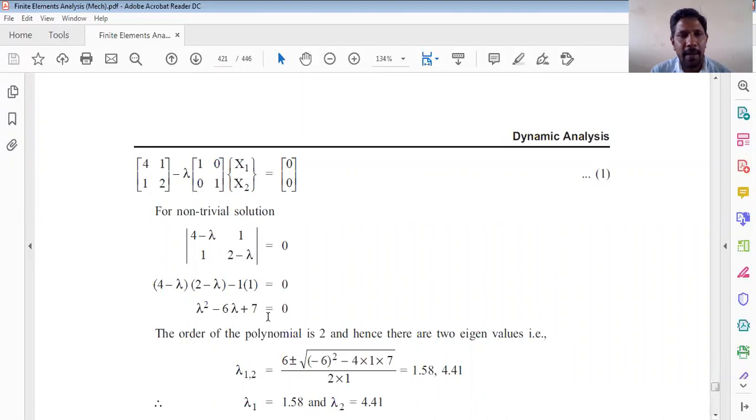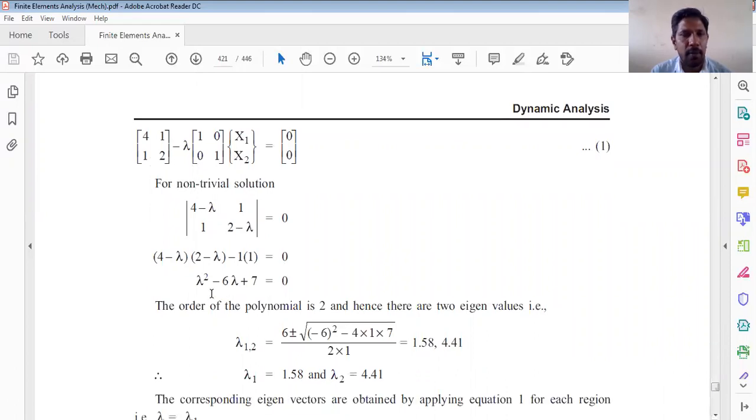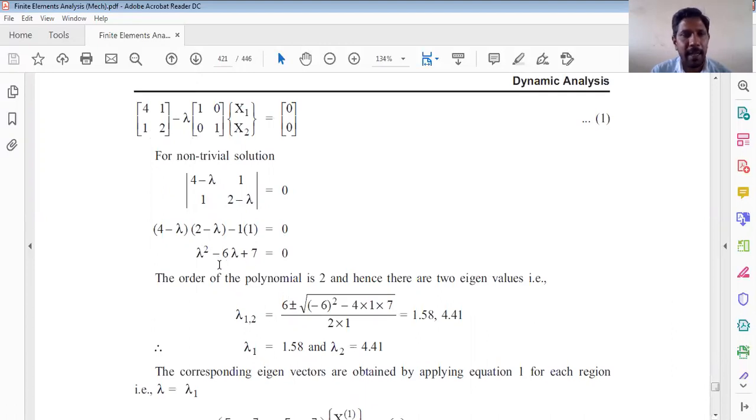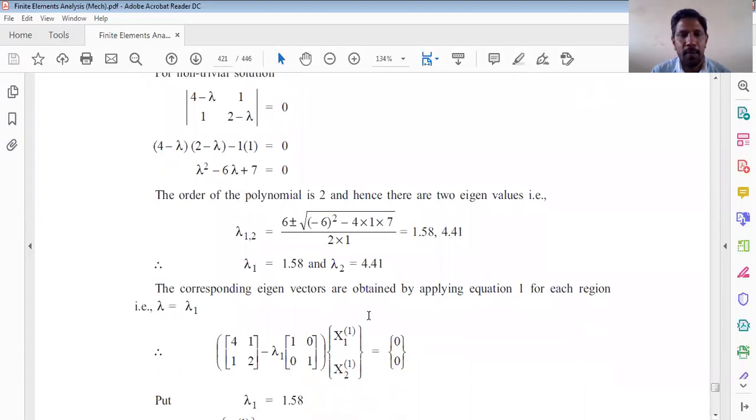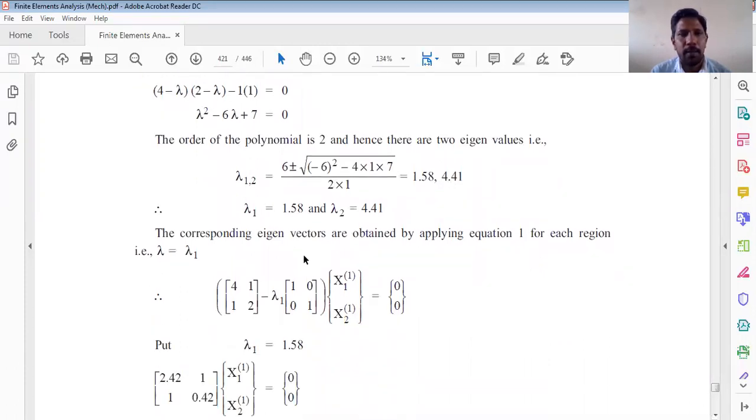So when you have this characteristic equation, which comes out to be lambda square minus 6 lambda plus 7, and when we find the lambda 1 and lambda 2 values, they come out to be 1.58 and 4.41, where lambda 1 is 1.58 and lambda 2 is 4.41. These are the eigenvalues, and we can obtain the corresponding eigenvectors by applying equation 1 for each of lambda 1 and lambda 2.